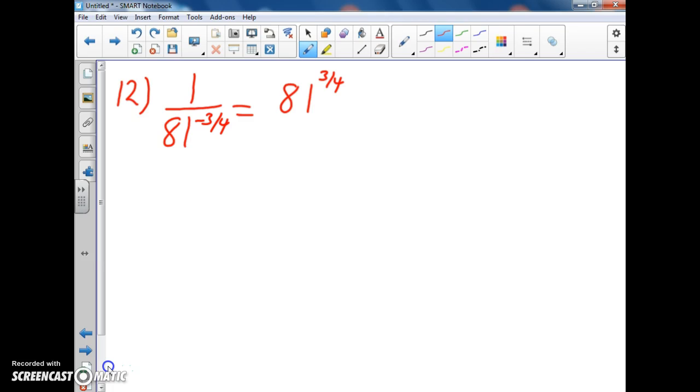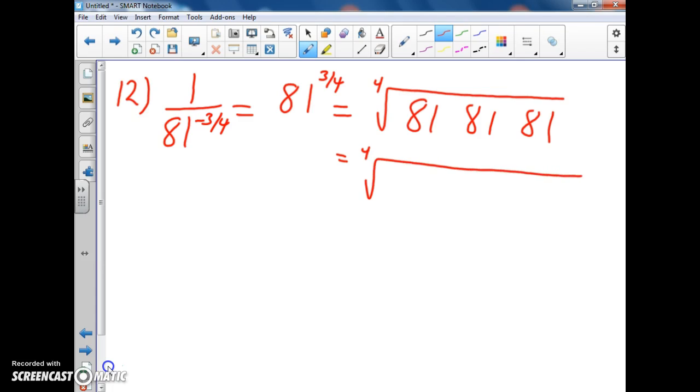Now you tell me, what does 81 to the 3/4 mean? The 4th root of 81 cubed. Here we go. The 4th root of three 81s. There's one of them, two of them, three of them. Now break down 81. What is 81? What's 9 times 9 and what's 9 times 9? 3, 3, 3, 3, right? Okay, four threes. There's one of them. There's two of them. There's three of them.